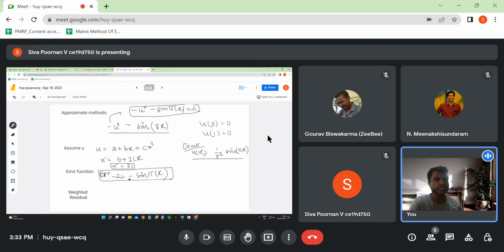So what can I do? Let's say the actual function u is varying with respect to x in a certain way. Let's say this is x and this is a solution u. Let's say this is the accurate solution. We don't know what function it is. Actually, it is 1 by pi square into sin pi x, but let's say that we don't know this. We are just approximating it to a quadratic, right? Quadratic is like a parabola. So this is approximated. I'll use blue color for approximation. So let's say this is an approximation.